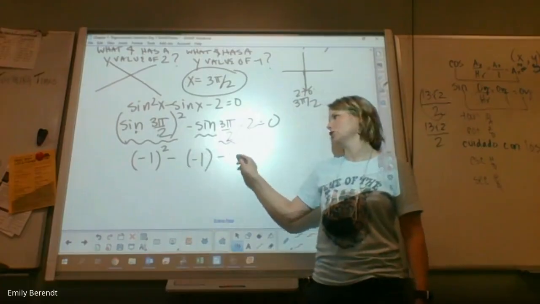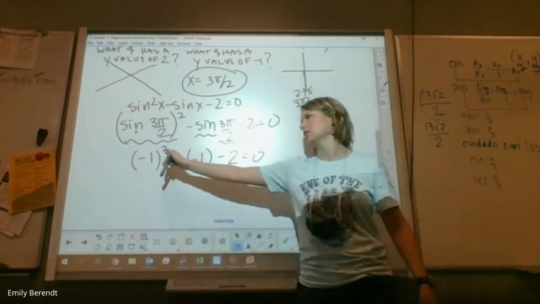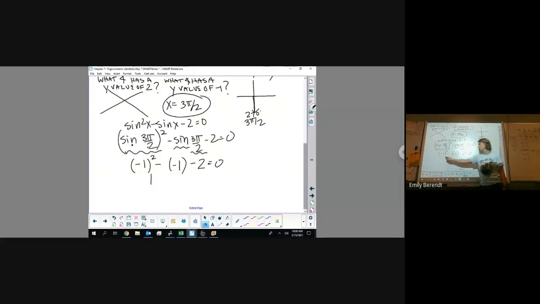-1 minus 2 is supposed to equal 0. What's -1 squared? 1 minus -1 plus 1 minus 2. 2 minus 2 equals 0. So it says that you can check your answers. If you're not confident in your answers, you can check them, but you do not have to. I do not require it.